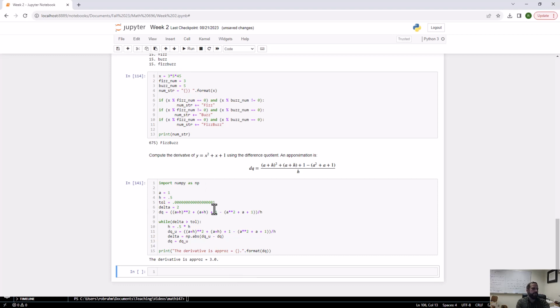Okay, let's compute the derivative when a is equal to 0. When a is equal to 0, the derivative should be equal to 1, so let's see if this works. Okay, 1.0. Let's do one more. Let's do when a is equal to minus 2. So the derivative is 2x plus 1. So 2 times minus 2 is minus 4. So the answer here should be minus 3. And it is. Okay, so that's it for this video.